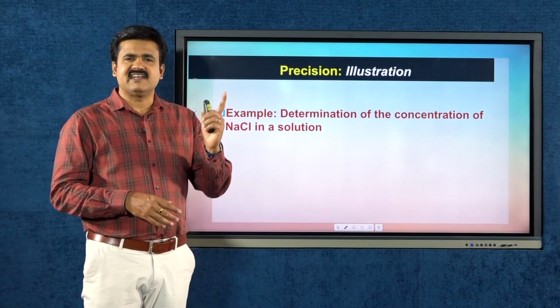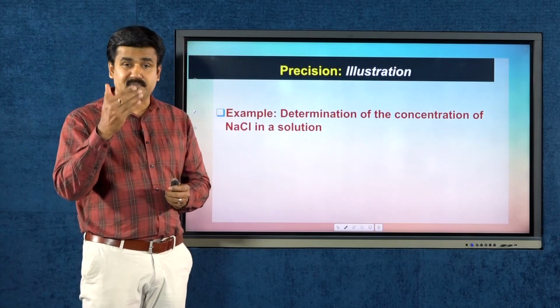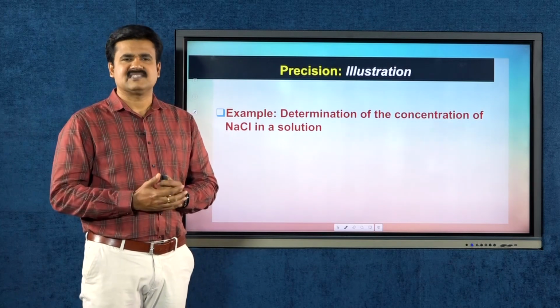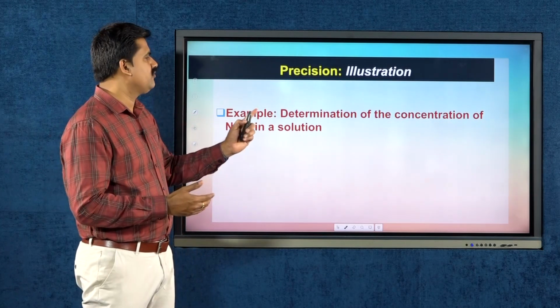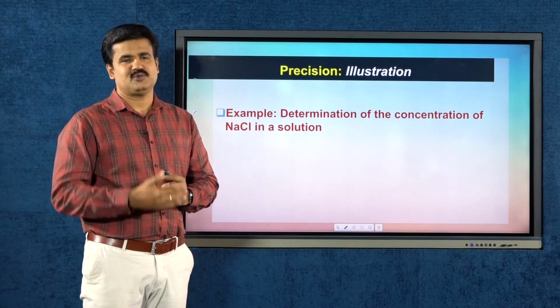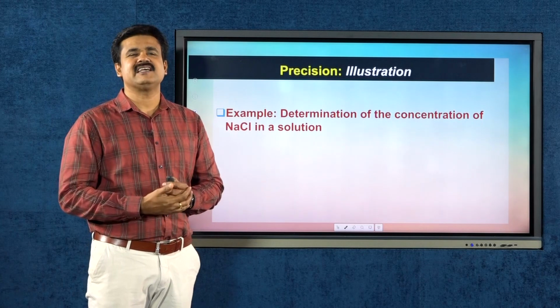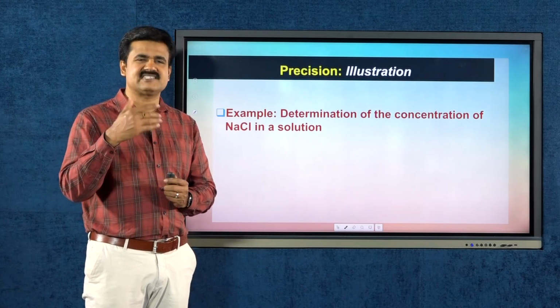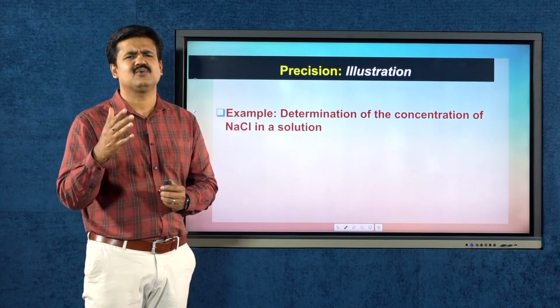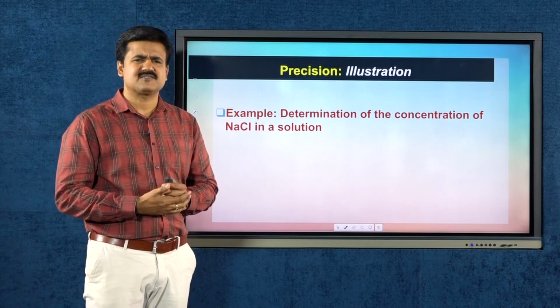Now, we can illustrate the concept of precision by taking this example. Let us consider the determination of the concentration of NaCl in a solution. That is, you are provided with a sample of NaCl solution. You are going to determine its concentration by some titration method or some quantitative analysis procedure.